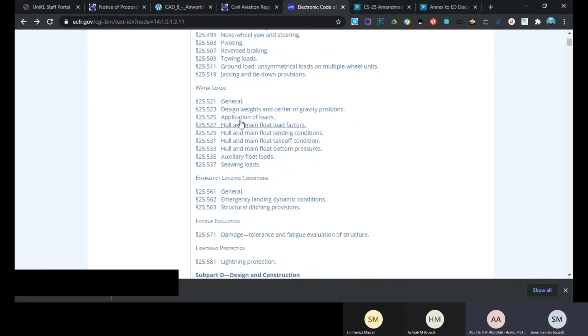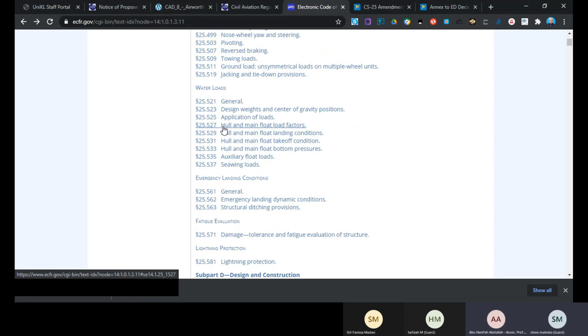Then water load. When you land the aircraft, general design weight center. For the amphibian aircraft, the hull design is just like a boat. So the lower half of the fuselage for the amphibian is a boat design.